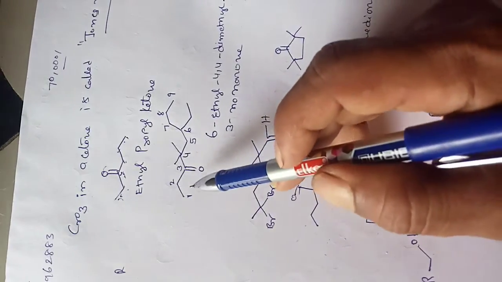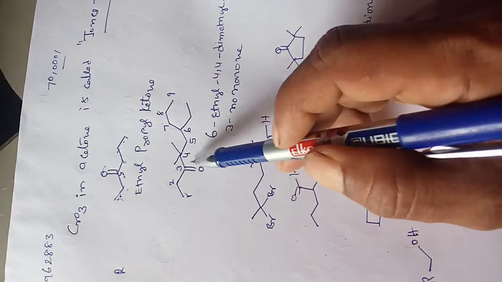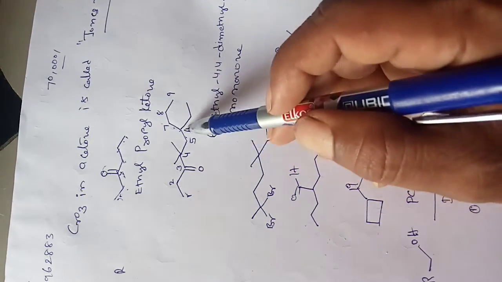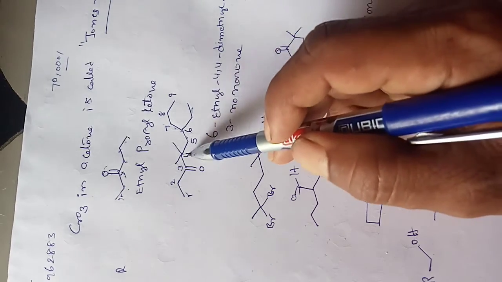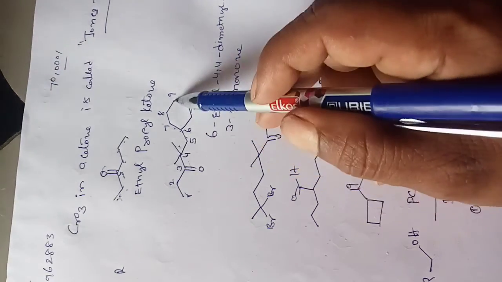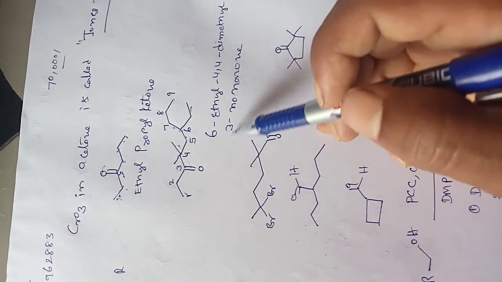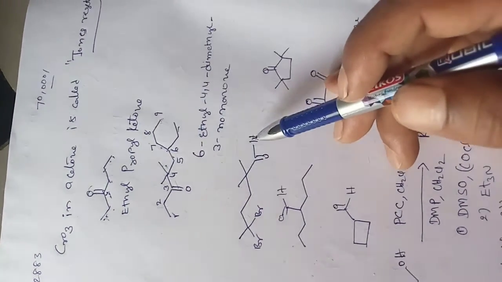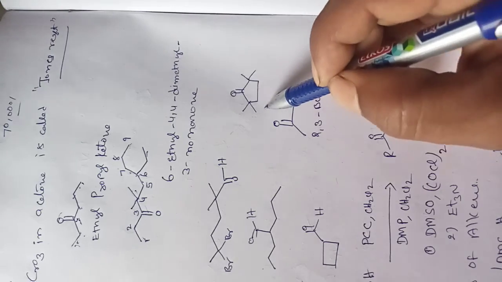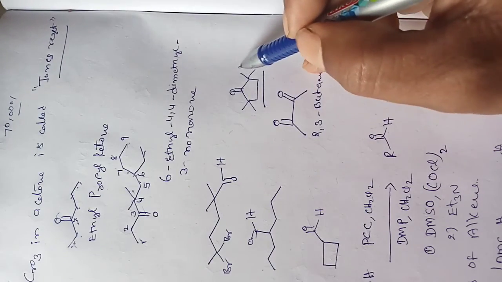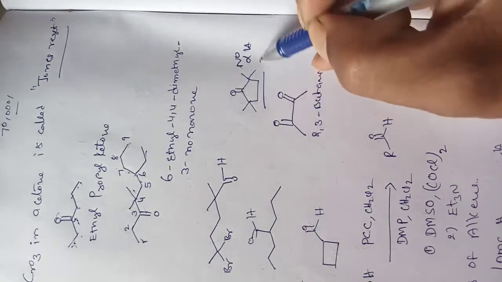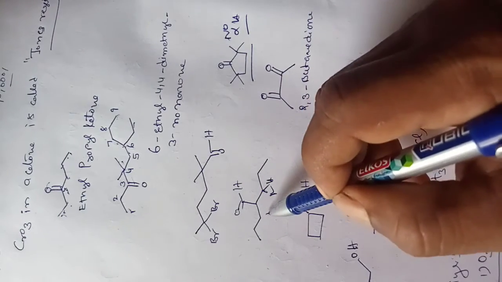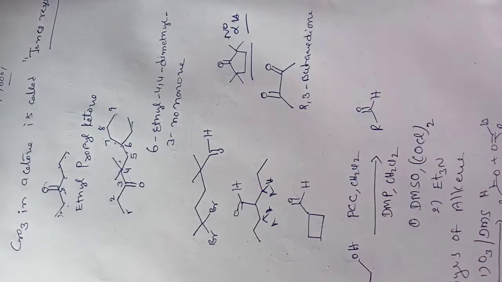Another example you can see here: 1 2 3 4 5 6 7 8 and so on. So this is called 6-ethyl-4,4-dimethyl nonane, so 3-nonanone. This is the example. And you can see different carbonyl compounds here: here there are no alpha hydrogens, here there are 4 alpha hydrogens, and here 4 alpha hydrogens are there.